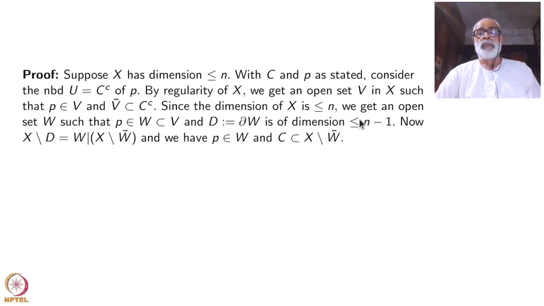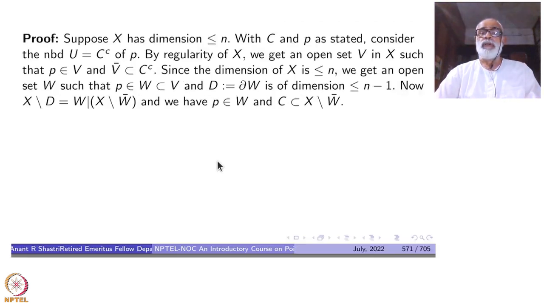Now look at X minus D. D is the boundary of something, so it is a closed subset. So X minus D is obviously the union of W and X minus W bar. Both of them are open, and since their union is this one, both of them are closed in X minus D. P is inside W, and C is inside X minus W bar because of what? V bar is contained inside the complement of C and W is contained inside V. So W bar is also contained inside V bar. So C is contained inside X minus W bar.